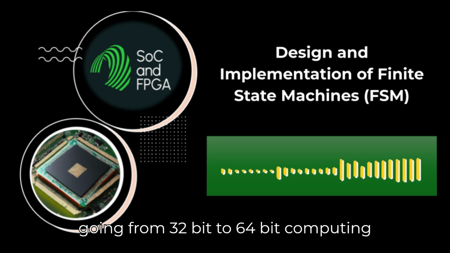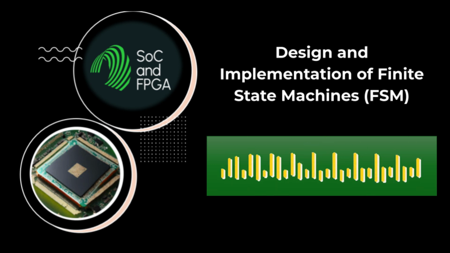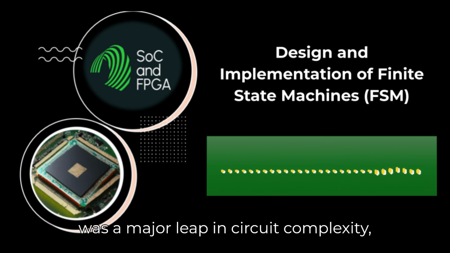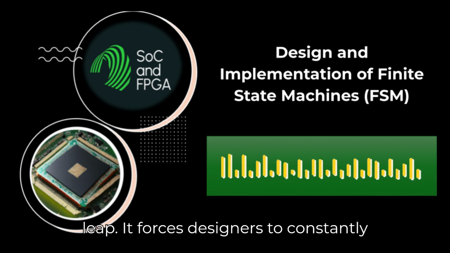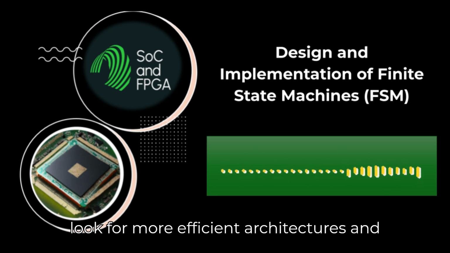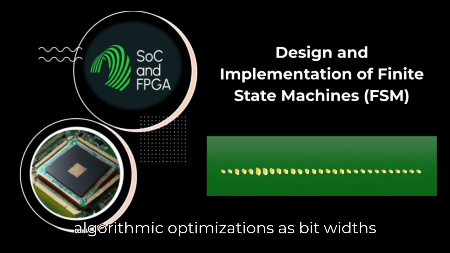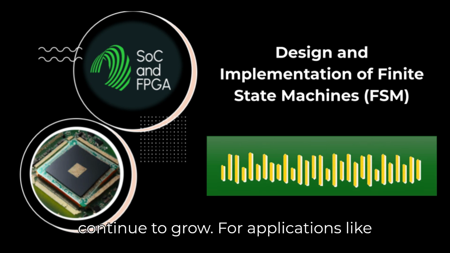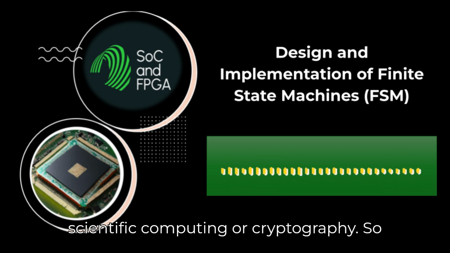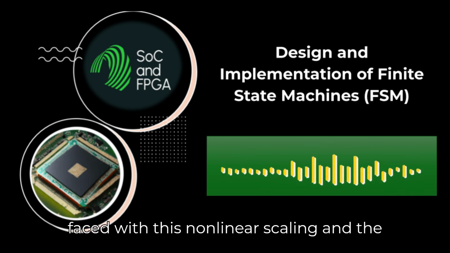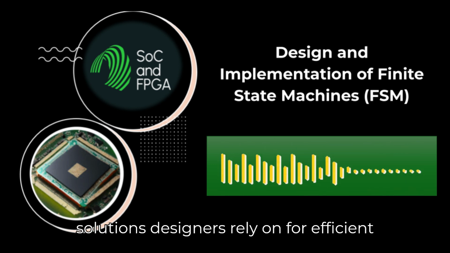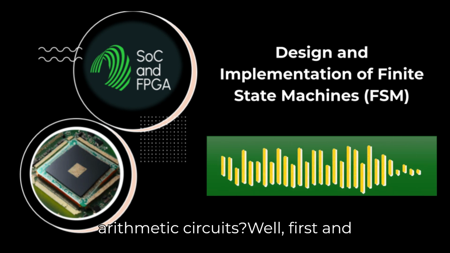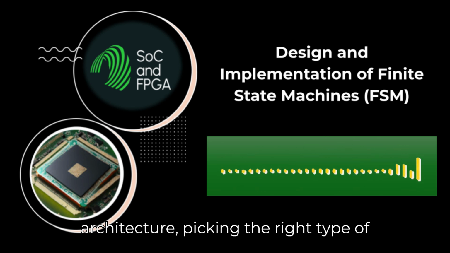So going from 32-bit to 64-bit computing was a major leap in circuit complexity, not just data path width. A very major leap. It forces designers to constantly look for more efficient architectures and algorithmic optimizations as bit widths continue to grow for applications like scientific computing or cryptography. So faced with this nonlinear scaling and the usual trade-offs, what are the key solutions designers rely on for efficient arithmetic circuits? Well, first and foremost, it's the judicious choice of architecture.